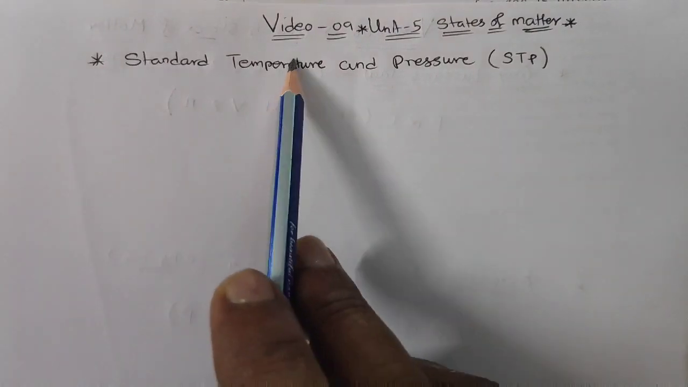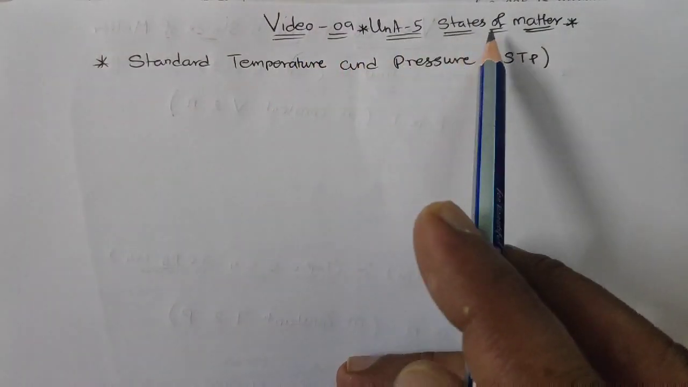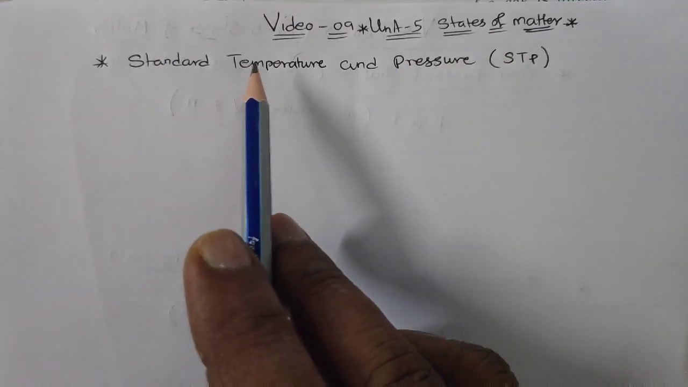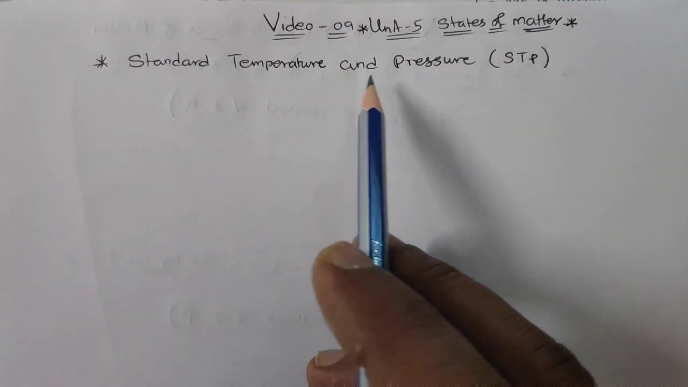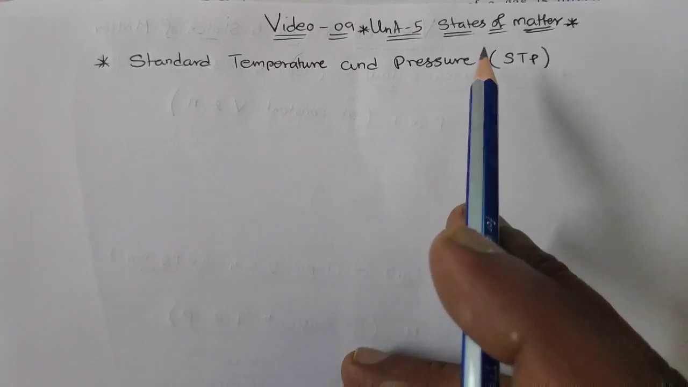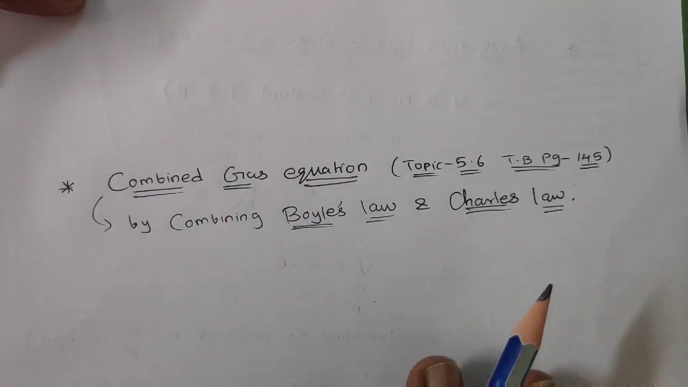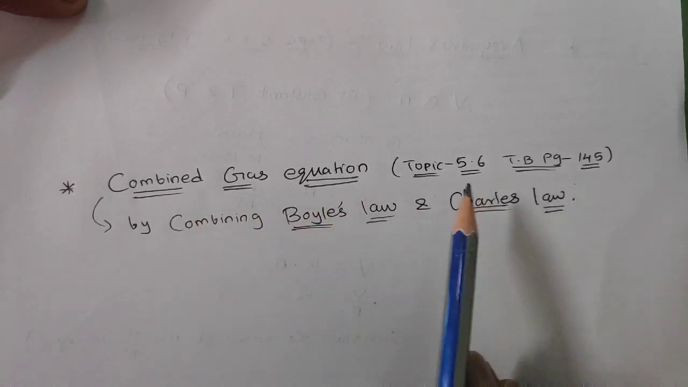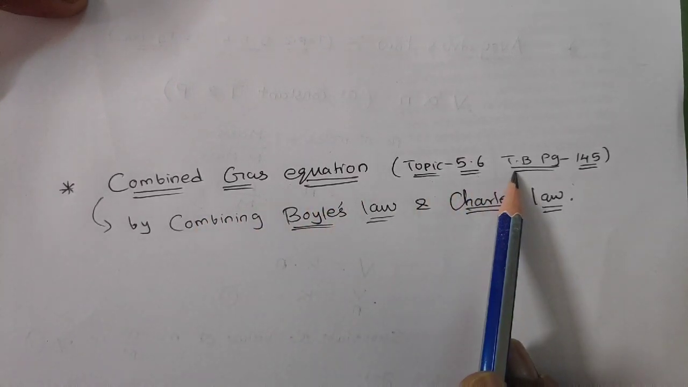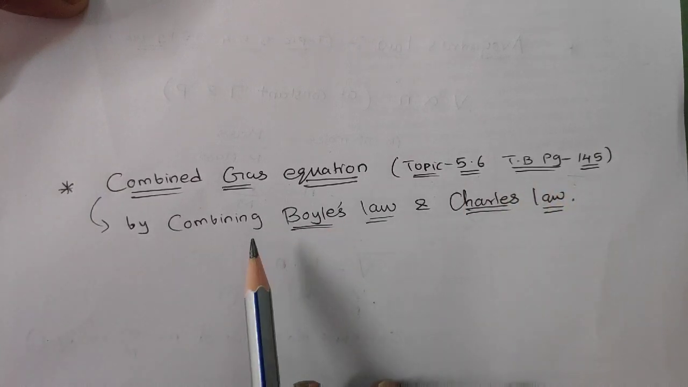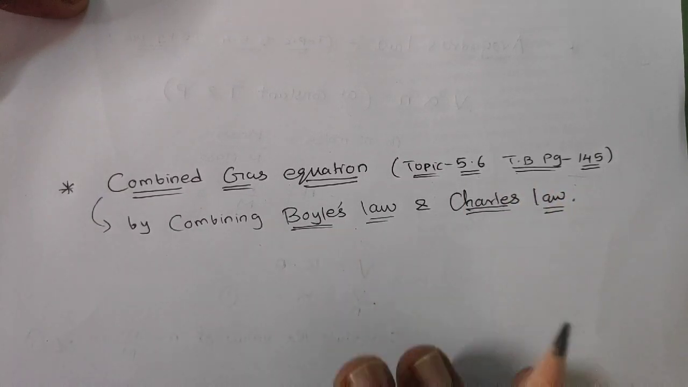Today in video 9, unit 5, states of matter, we are going to discuss standard temperature and pressure, that is what in short form we call STP, and also we are going to discuss the combined gas equation, that is topic 5.6 in your textbook, page 145, by combining Boyle's law and Charles' law. First we will be discussing standard temperature and pressure.